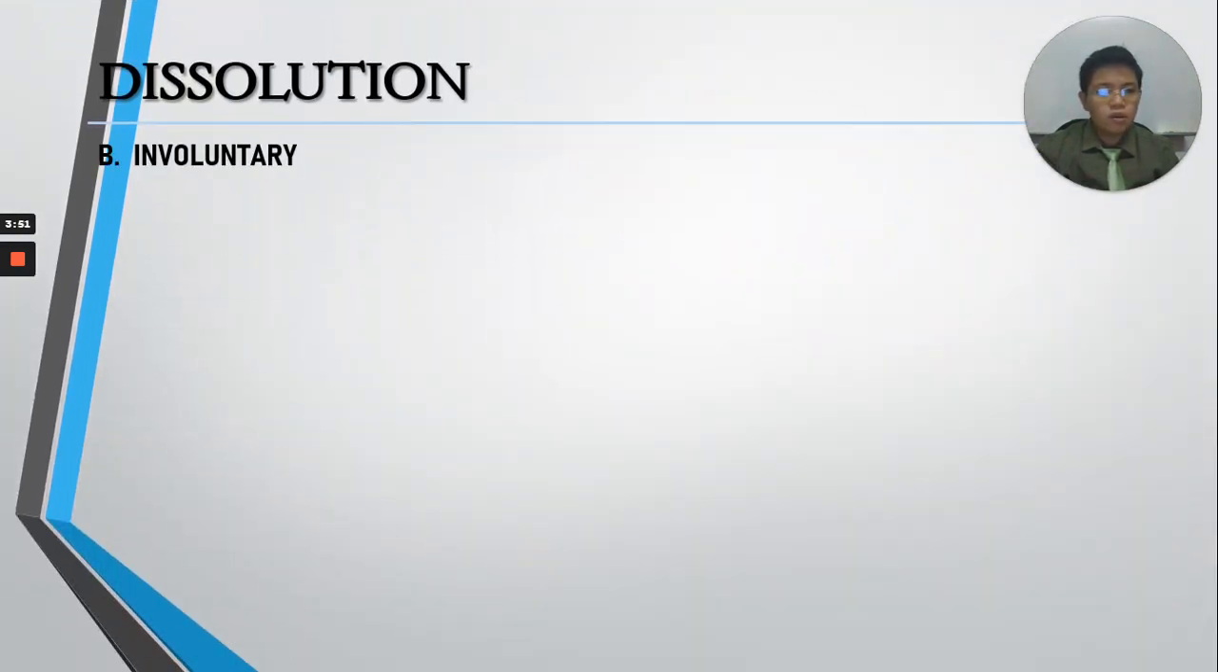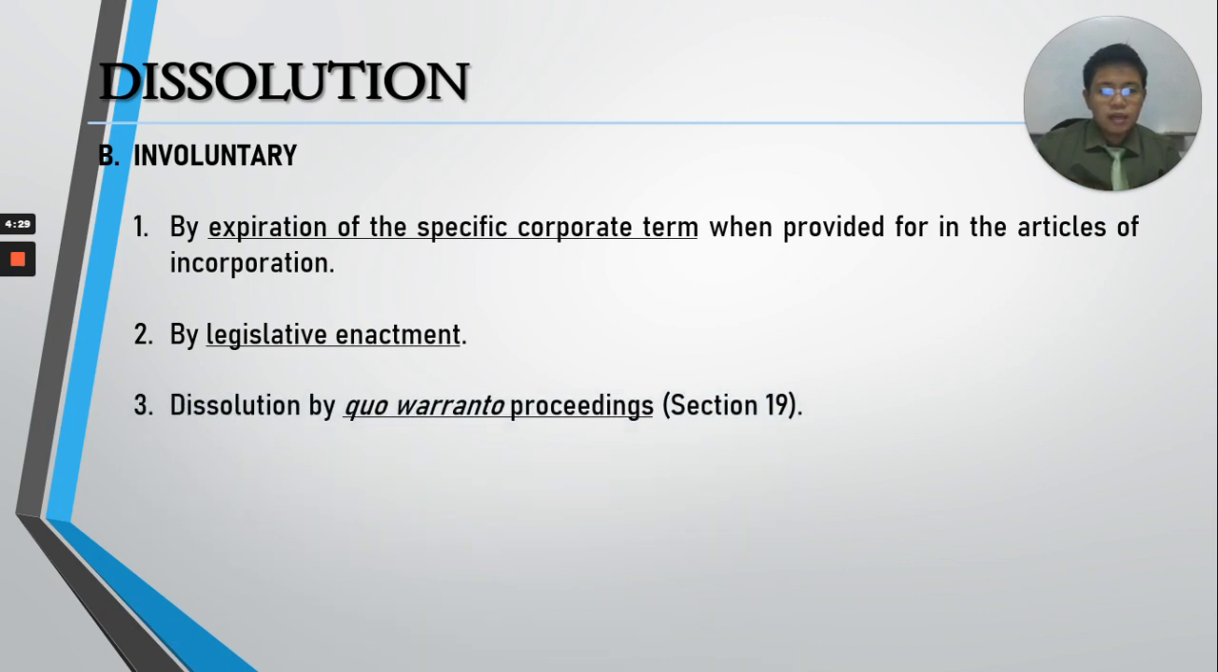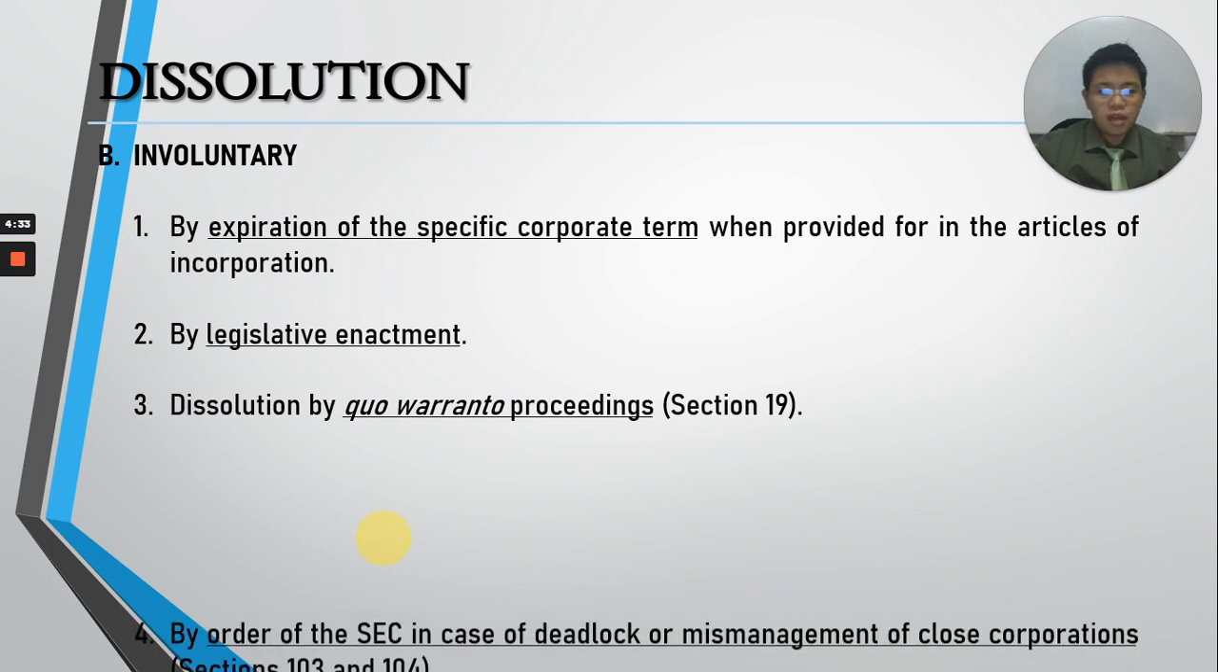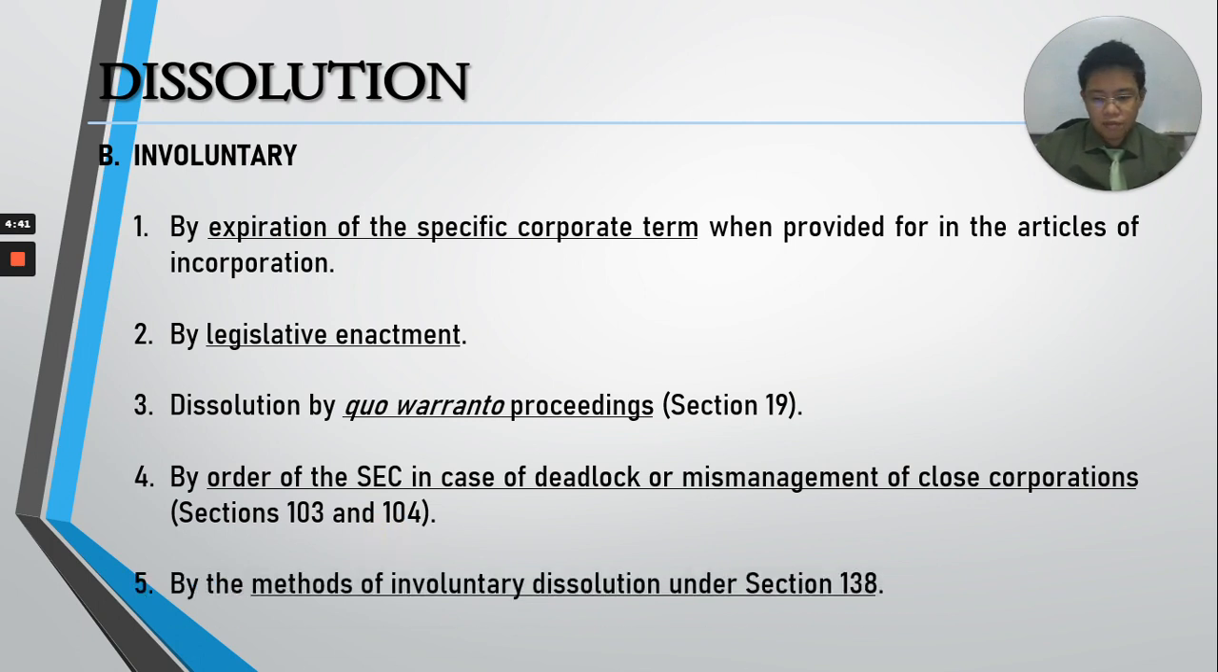So, the involuntary methods naman of corporate dissolution are, number 1, expiration of the specific corporate term as provided in the Articles of Incorporation. Kung hindi perpetual ang corporate term na ginawa ng corporation, or they indicated a fixed term, this is one ground for involuntary dissolution. Number 2, by legislative enactment, so there is a law which will dissolve yung corporation. Number 3, dissolution by quo warranto proceedings. Number 4, order of the SEC in case of deadlock or mismanagement of closed corporations. Number 5, by the methods of involuntary dissolution under Section 198.